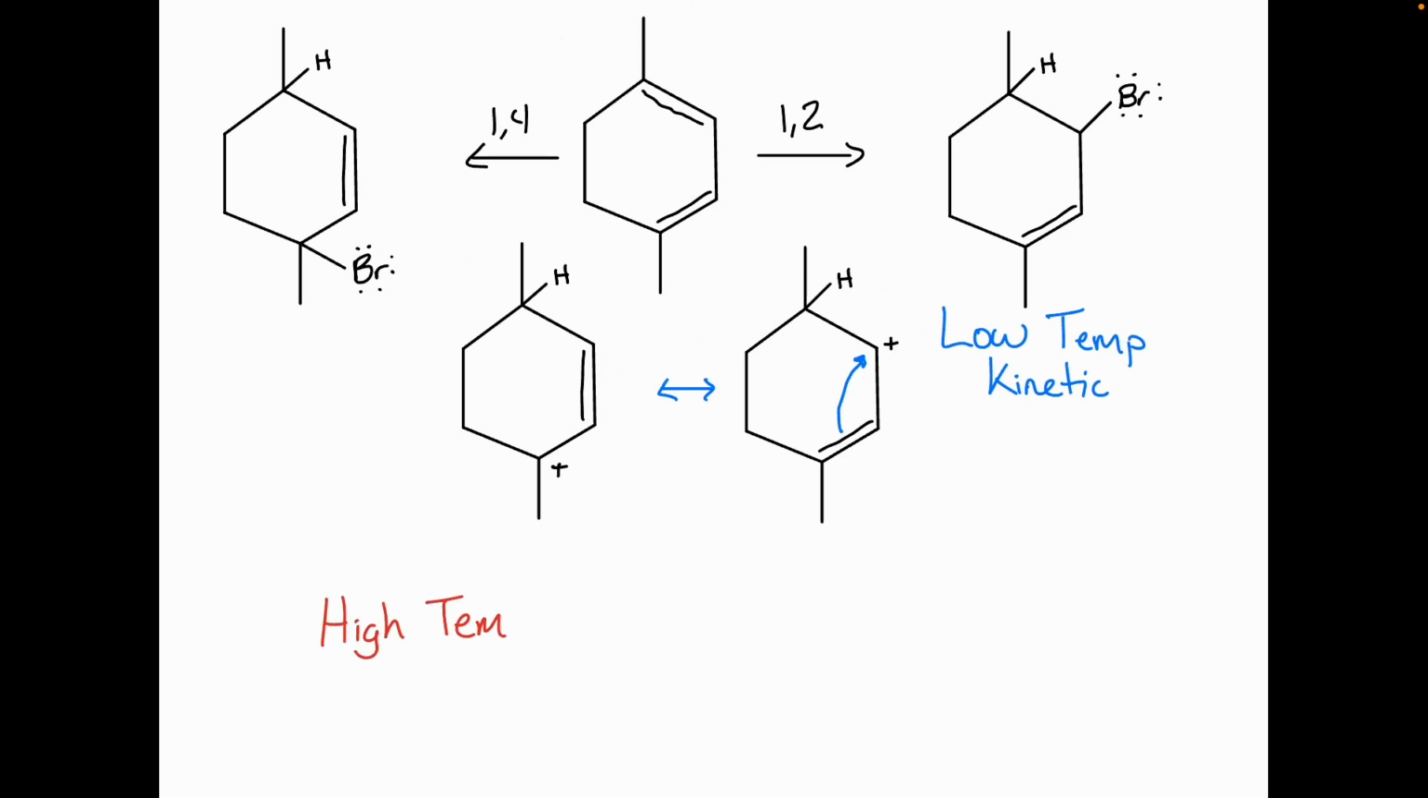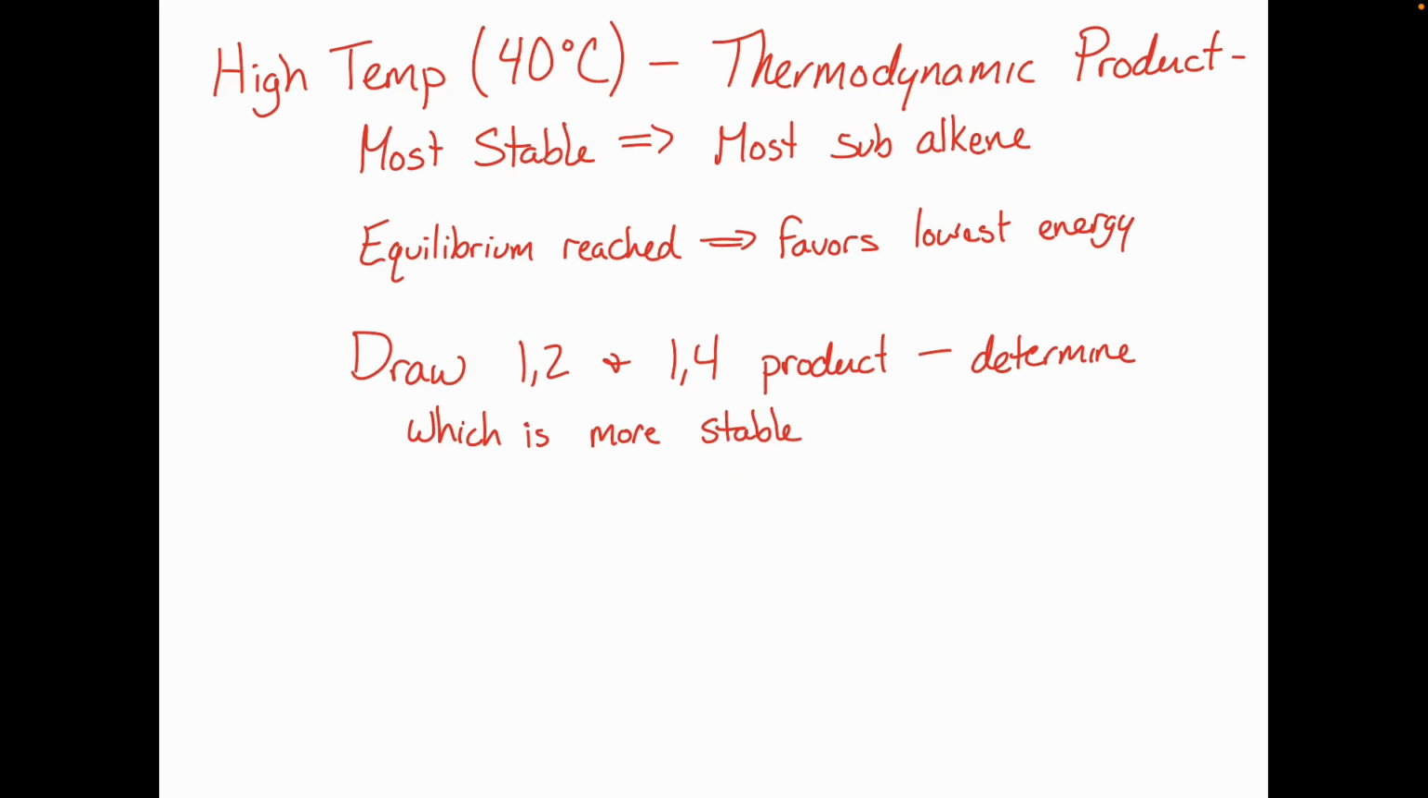All right, now let's look for high temperatures, our thermodynamic product. All right, who thinks that it should be the 1,2 adduct? And who thinks it's the 1,4 adduct? All right, so remember, at high temperatures, we're going to draw them both, and we're going to determine which one is more stable, which one is the more substituted alkene.